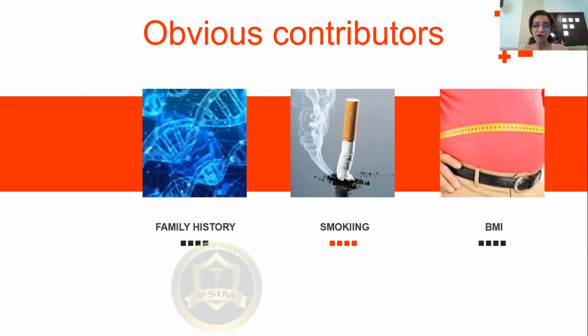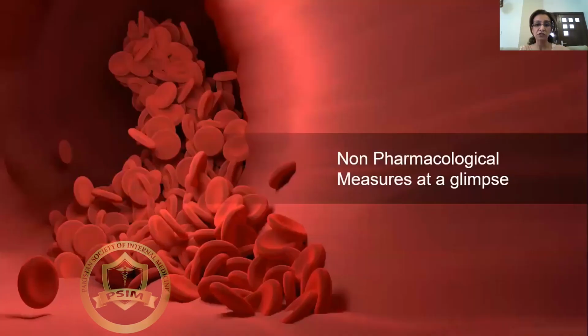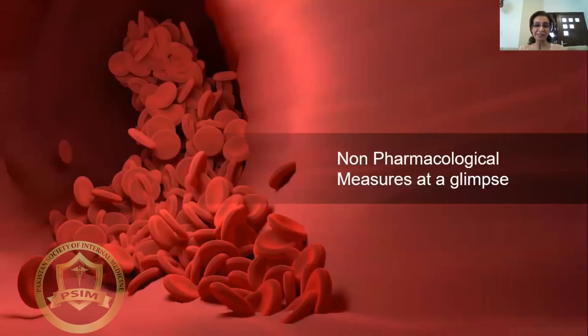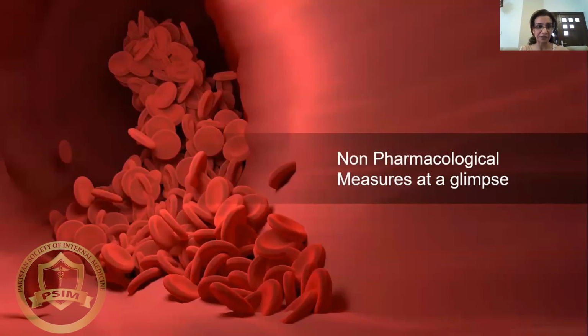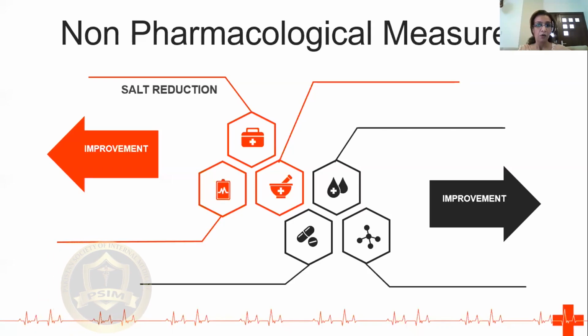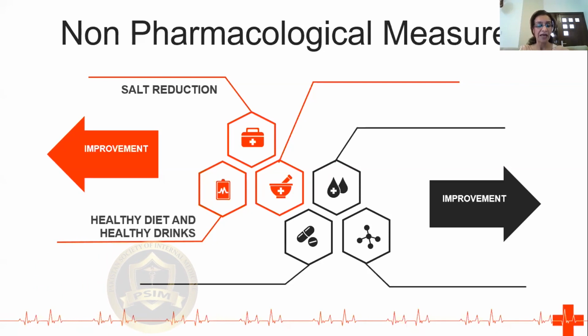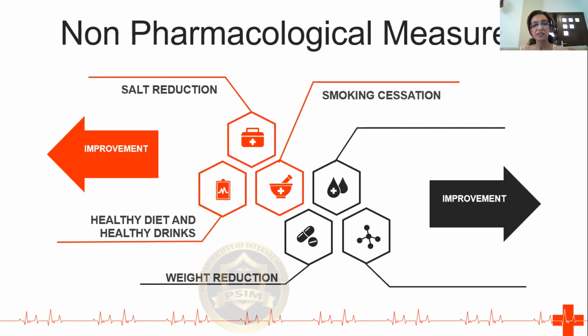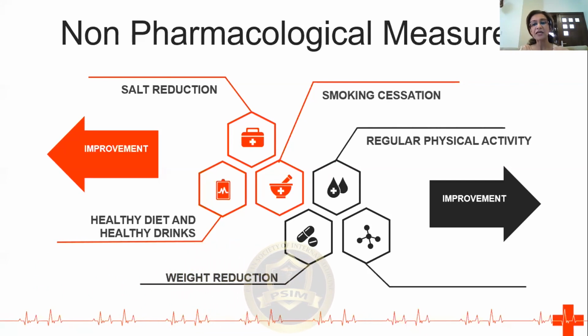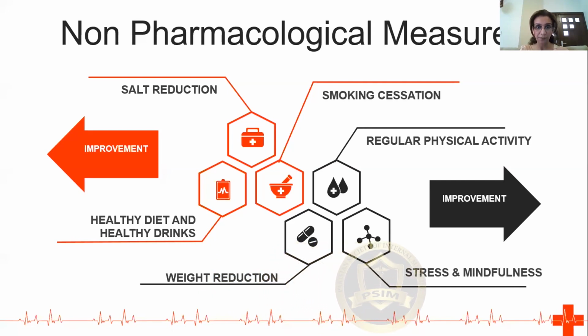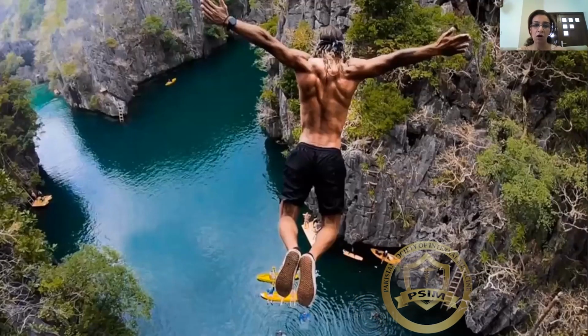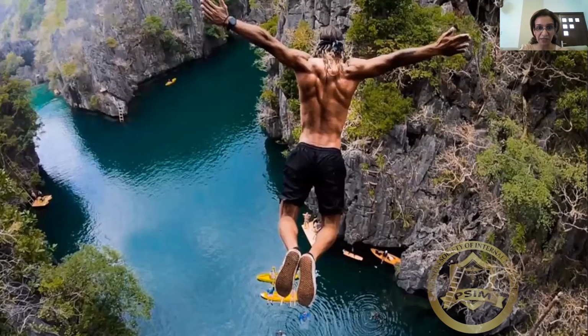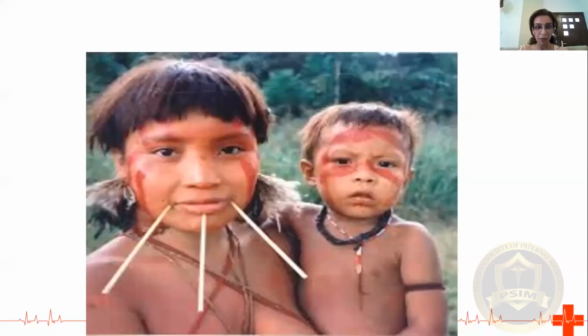Out of these, the modifiable ones, that is the environmental factors, must be taken into account so as to reduce the blood pressure. So let's take a look at the non-pharmacological measures at a glimpse. We will be talking about salt reduction, healthy diet and healthy drinks, weight reduction, smoking cessation, regular physical activity, and stress and mindfulness. So let's go on and dive deeply into each intervention one by one.